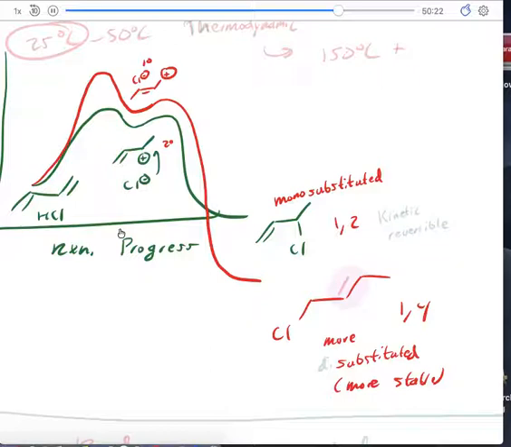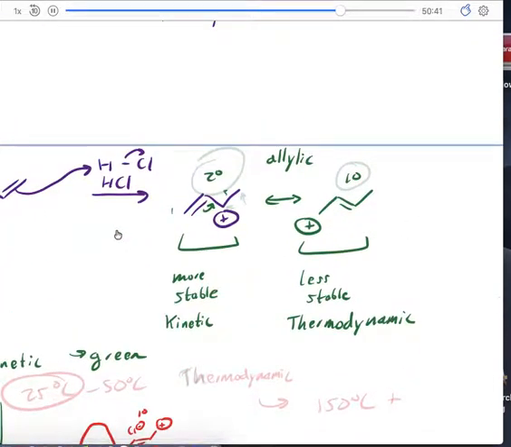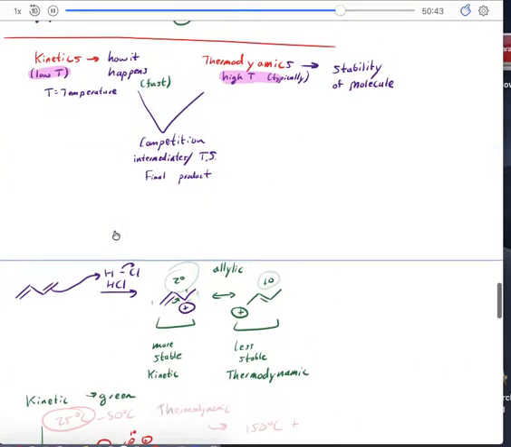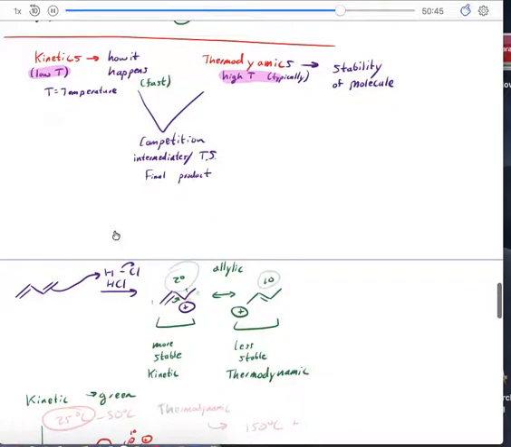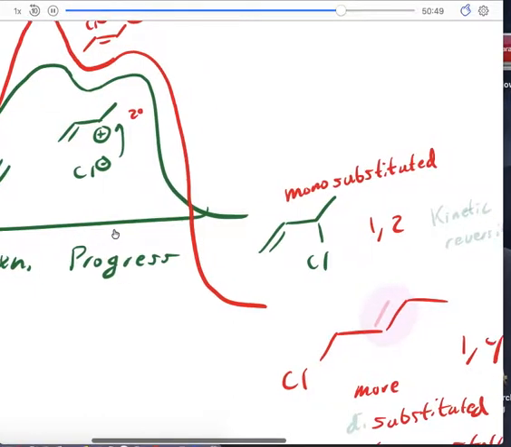So depending on the conditions you have, you can either get the kinetic or the thermodynamic product. And so in the question, be careful to pay attention to what it says. So read the question very carefully. So that explains the difference between thermodynamic and kinetic. Oh, yeah, that was what was tripping me up.